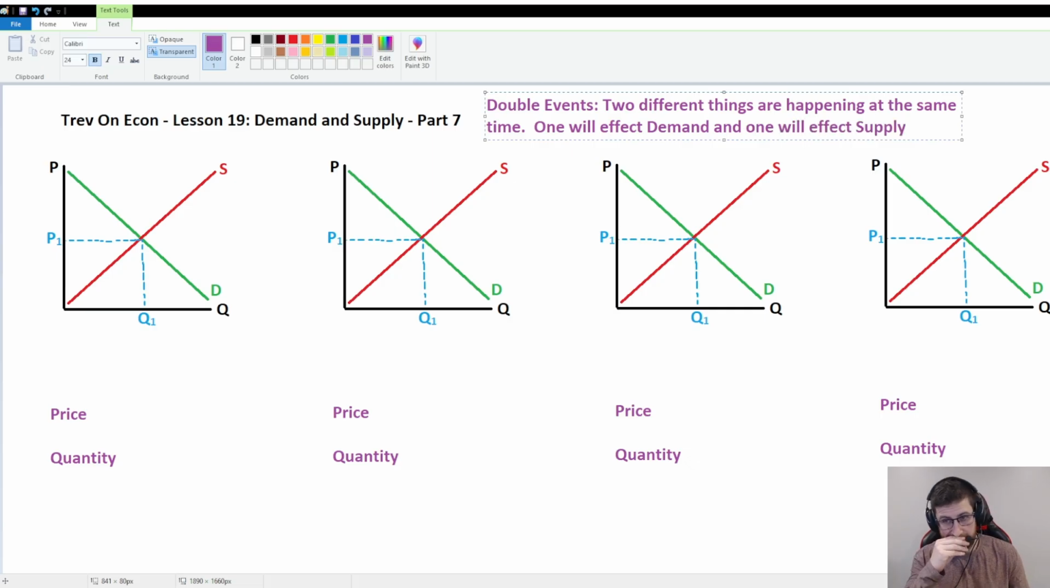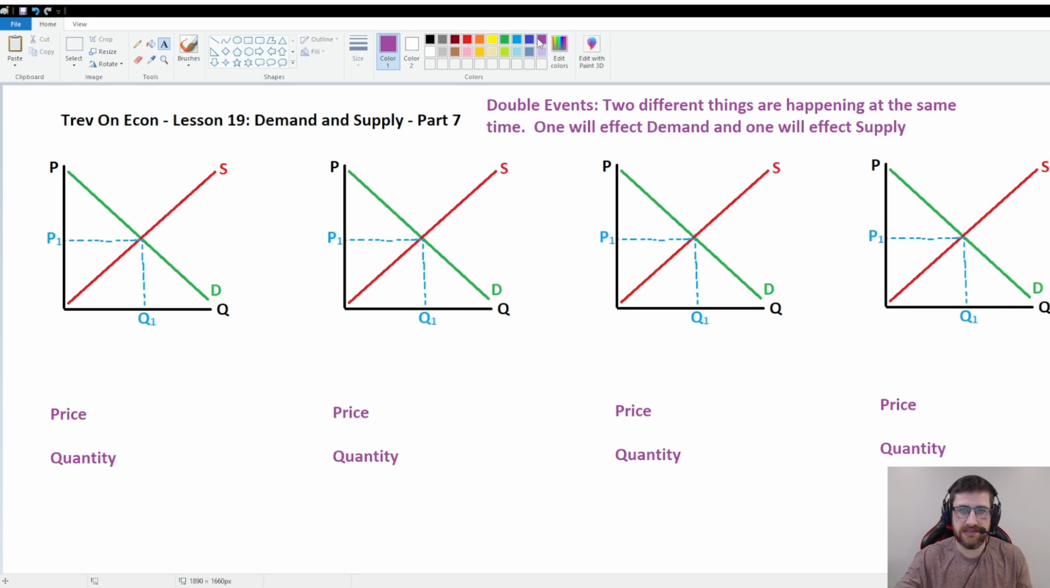You're going to notice here that whenever we have two events, one will be supply, one will be demand. The reason we don't do two demands or two supplies is because then it gets tricky, because if you move demand right and then left, it might not go back to the start point. What if the right was more powerful, or the left was more powerful? So whenever we see double events, we tend to see one doing demand, one doing supply. Now, does it have to be that way? No, but we're going to teach this from what I would call a most common perspective.